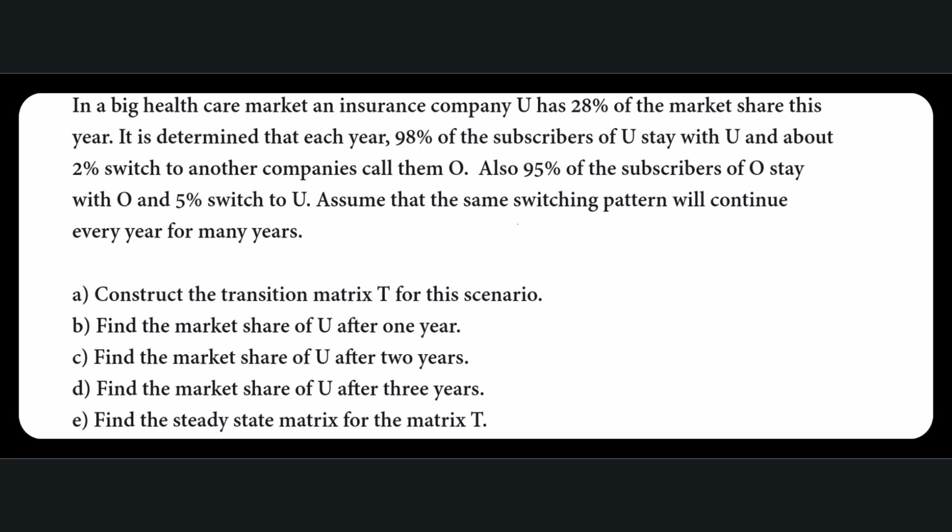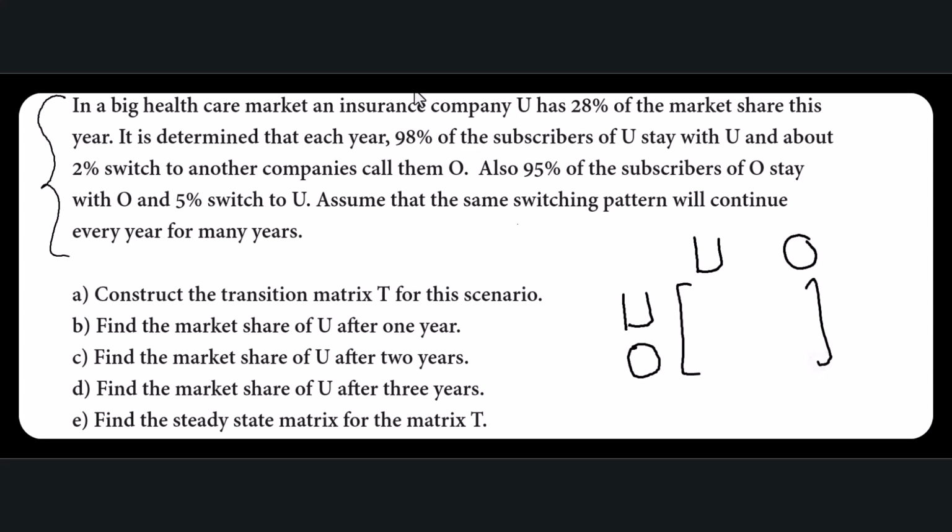So we are going to work on this textbook problem using the Markov process. Why don't you just pause the video and read the question, and then we will work on it. Okay. So what we have here are two companies, U and O, and we have to find a 2 by 2 matrix, which we are calling T, which shows the transition or switching and staying with each company year to year.